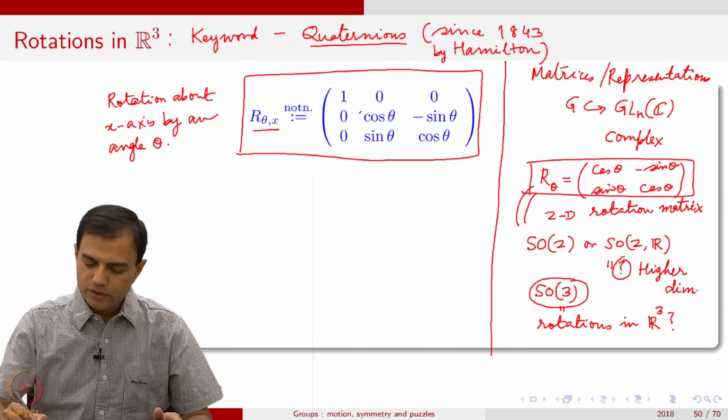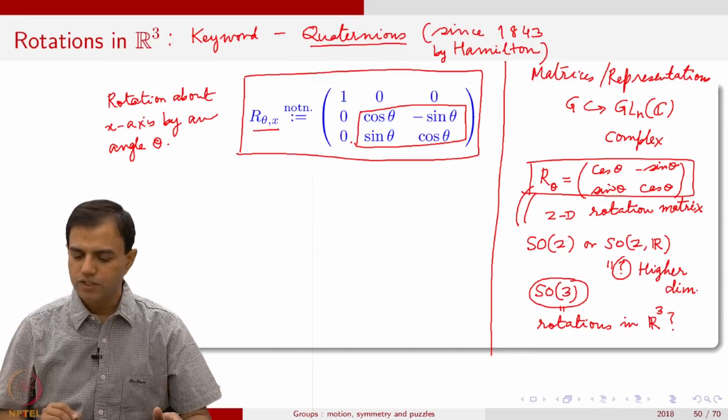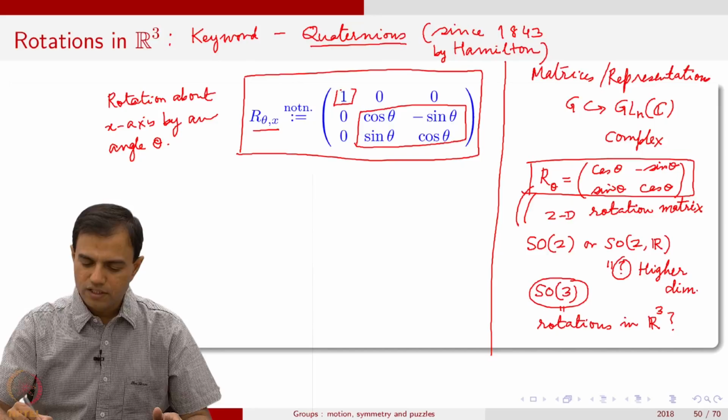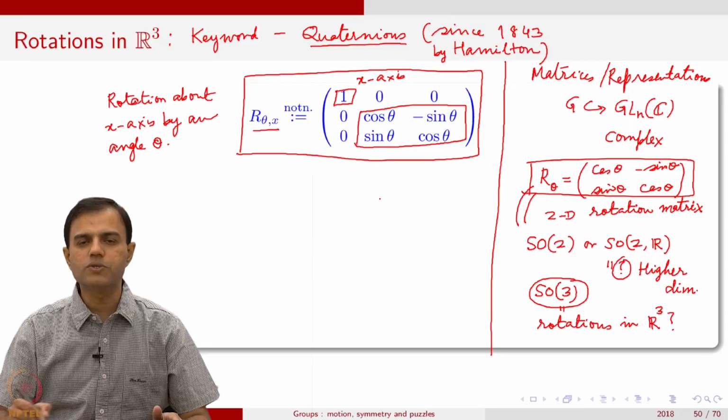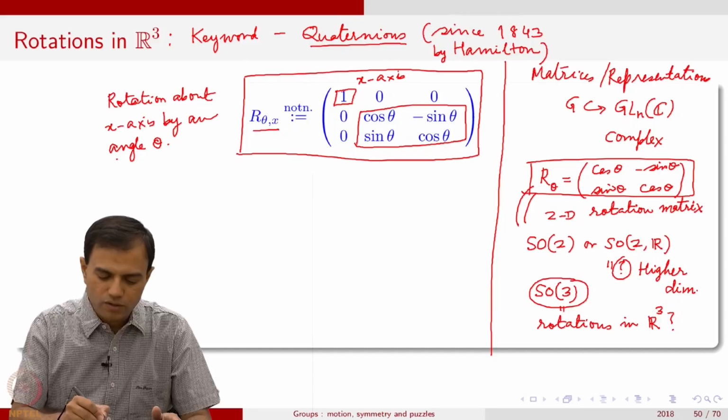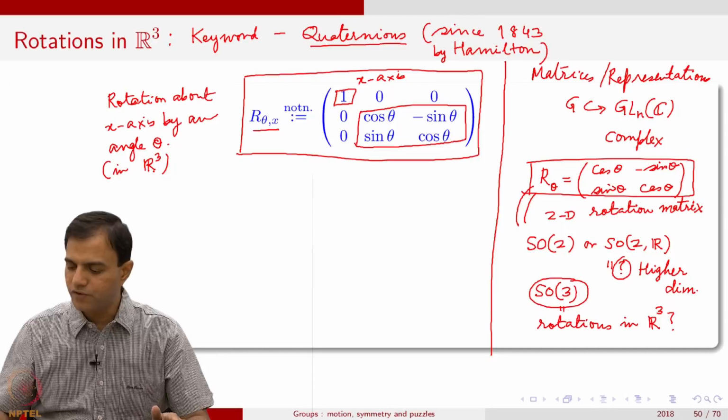You can see this block, right? So what does the whole matrix do? The whole matrix keeps the x-axis fixed. So this one corresponds to the x-axis, and whatever rest is there, it rotates by angle theta. So it's quite easy for us to write down the matrix of rotation in R3. Just from the 2D case, we could simply write the 3D case.